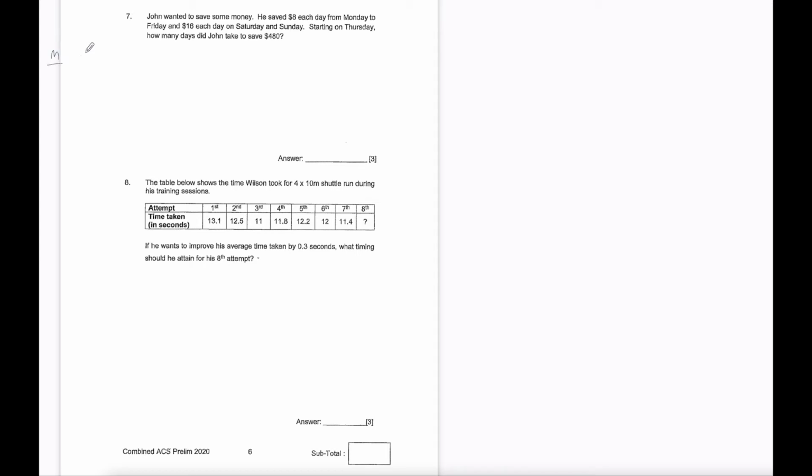So Monday, Tuesday, Wednesday, Thursday, Friday, Saturday, and Sunday. So it's $8, right? And then on the weekends, it's $16. So if I add all of them together, I am gonna get $72. Okay, so this is a total in 1 week.